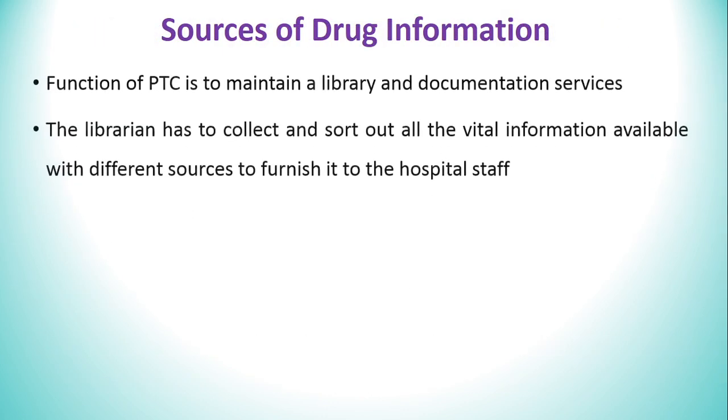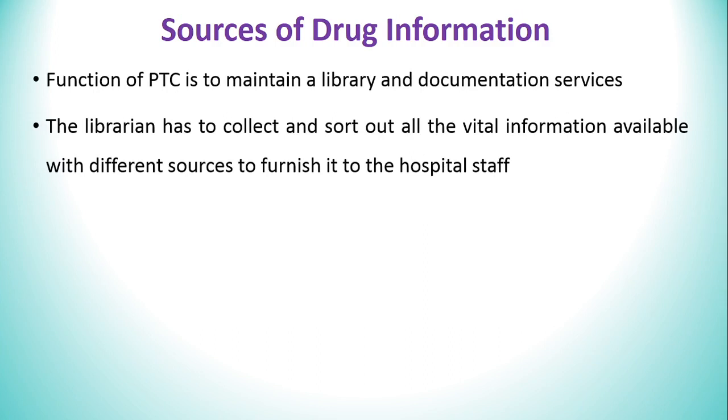Let's move forward. Here we will see the sources of drug information, from which sources the authentic information of drugs will be obtained. The function of the PTC is to maintain a library and documentation services. The PTC is responsible to provide facilities such as a library in the pharmacy section. The pharmacist will gather the information, and this information will be sorted with the authentic one. The librarian has to collect and sort out all the vital information available from different sources to furnish it to the hospital staff.